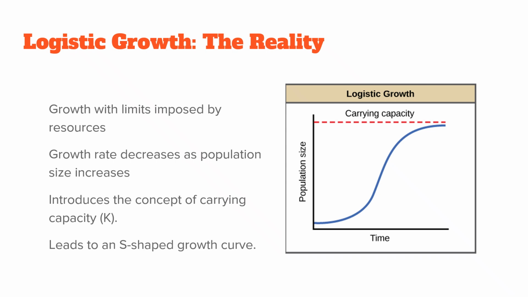In real ecosystems, growth doesn't continue unchecked. Logistic growth introduces carrying capacity, or capital letter K, the maximum population size an environment can support. As populations approach K, growth slows, creating an S-shaped curve. Yeast in a test tube show this pattern. As nutrients run out, growth levels off, and populations fluctuate around the carrying capacity K.